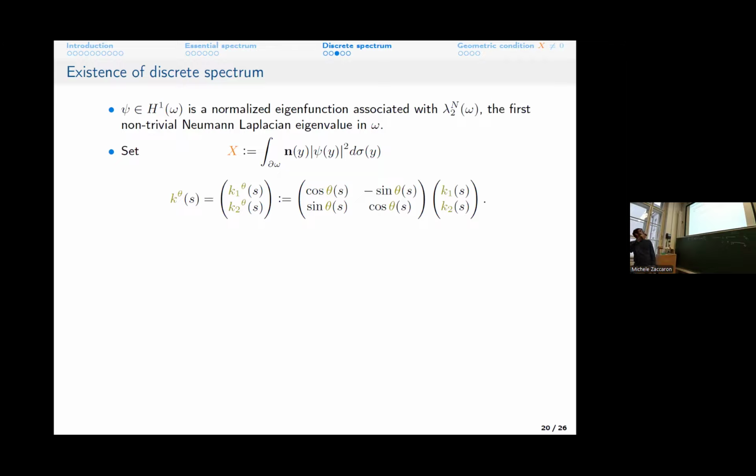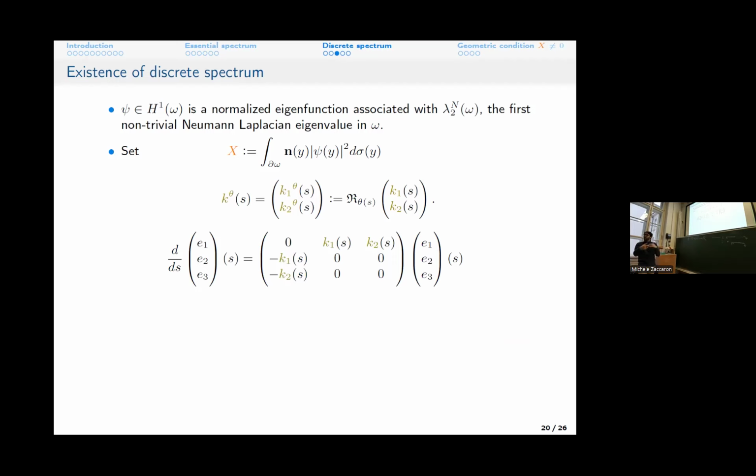So capital X is a 2D vector, depending only on the shape of the cross section. It's just the integral on the boundary of the cross section of its normal times psi squared. Psi is this. And then this other vector function depends on s, but it only sees the curve. It doesn't see the cross section. It's basically a rotation of the B-shaped curvatures, the ones that define the relatively parallel frame along the curve through which we constructed our waveguide.